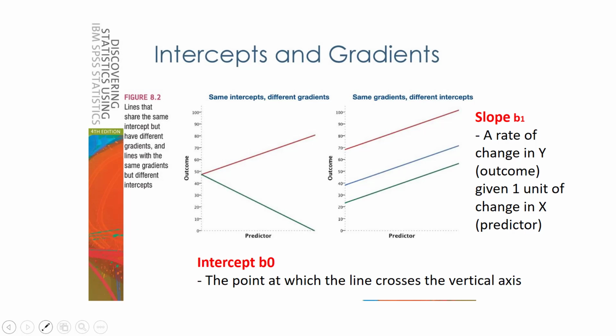Now let's look at the graph on the right. Here, all three lines have different intercepts, but they have the same slopes. Because three lines begin from different points on the y-axis, but have the same degree of change in y as x changes. With intercepts and slopes, we can test to what extent your independent variable predicts your dependent variable in your hypothetical model.